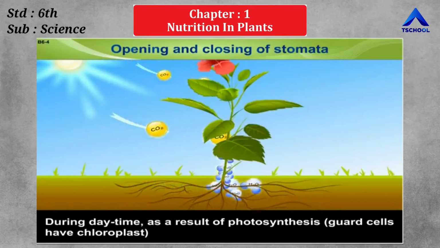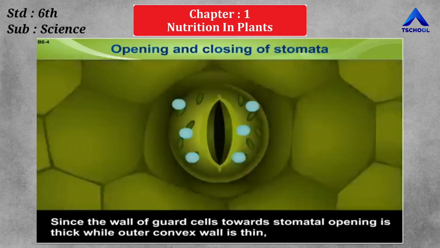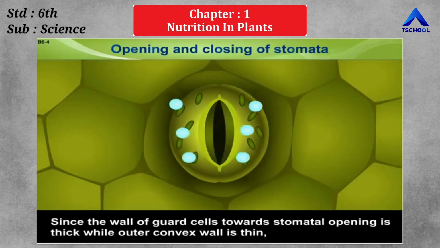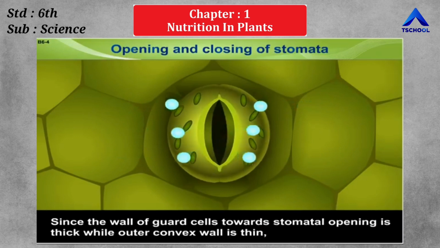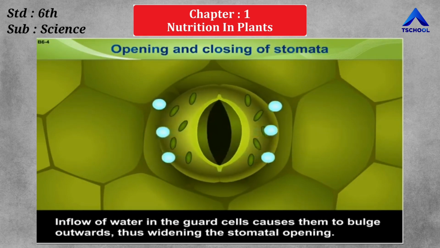During daytime, as a result of photosynthesis, as the guard cells have chloroplasts, the concentration of carbohydrates rises, leading to osmotic uptake of water by the guard cells, which swell. Since the wall of the guard cells towards the stomatal opening is thick, while the outer convex wall is thin, inflow of water into the guard cells causes them to bulge outwards, thus widening the stomatal opening.